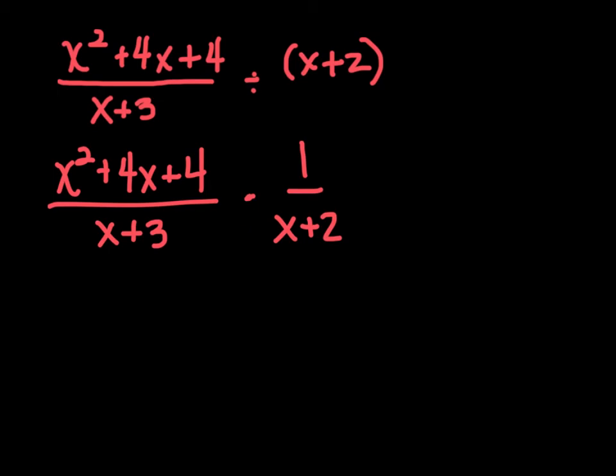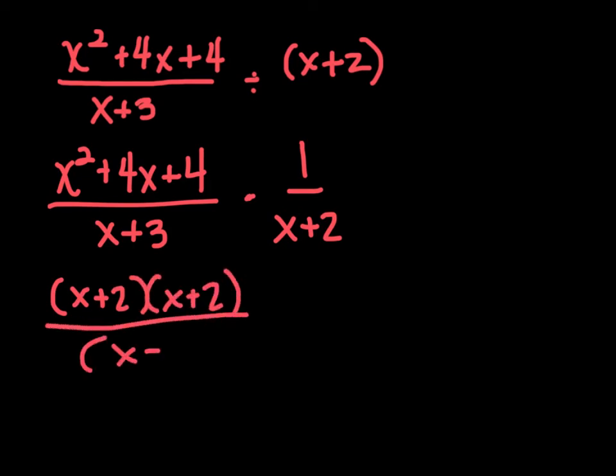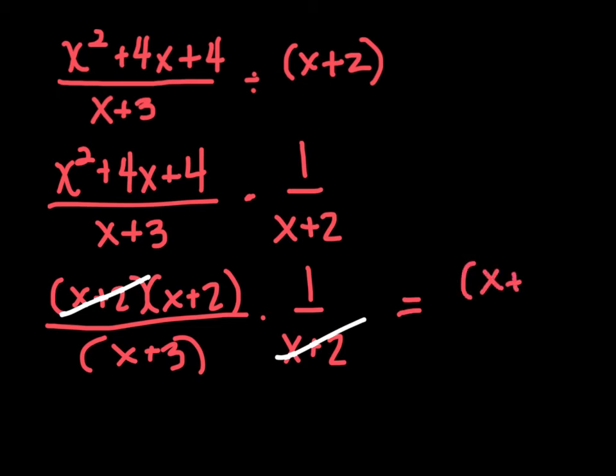So now let's fully factor the numerator. I get x plus 2 over x plus 3 times 1 over x plus 2. We've talked about crossing off common factors. So what I'm left with is in the numerator I have x plus 2. In the denominator I have x plus 3.